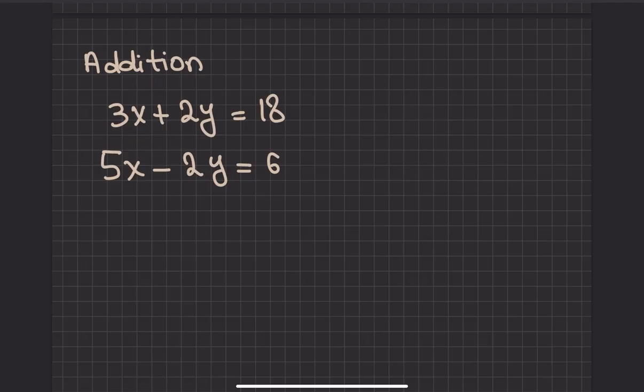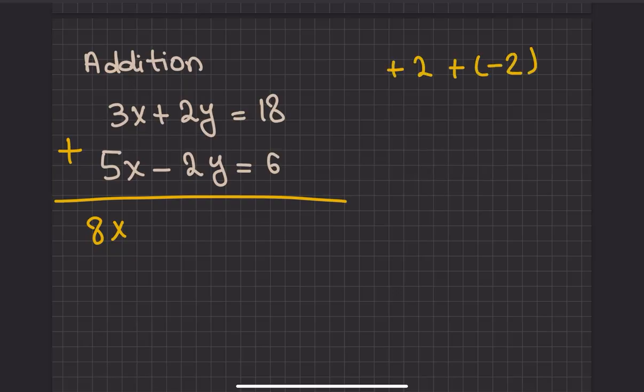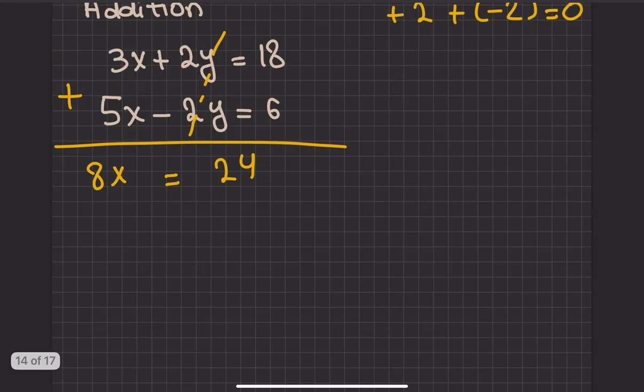So what I'm going to do, I'm going to use addition. So I'm going to use plus here. 3x plus 5x is going to be 8x. Positive 2 plus negative 2 is 0. It cancels each other out. It's going to be equal, 18 plus 6 is 24. I'm looking for x. That's why both sides are going to be divided by 8. So I'm going to end up with x equals 3.